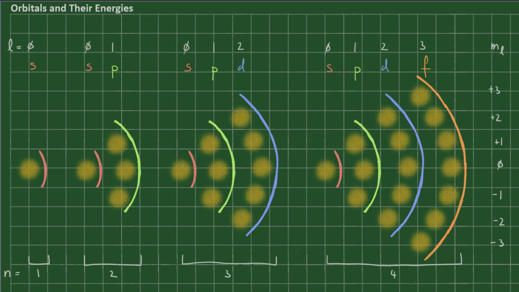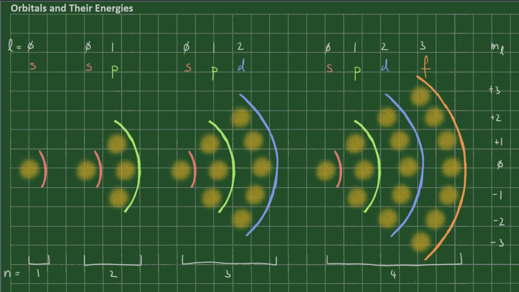Hello good people, I'm going to talk about orbitals and their energies. In the previous videos, I talked about energy levels or energy shells, the subshells that they are made up of, and the individual orbitals that can be found within these subshells. I also talked about how electrons occupy these orbitals and how each orbital can carry a maximum of 2 electrons.